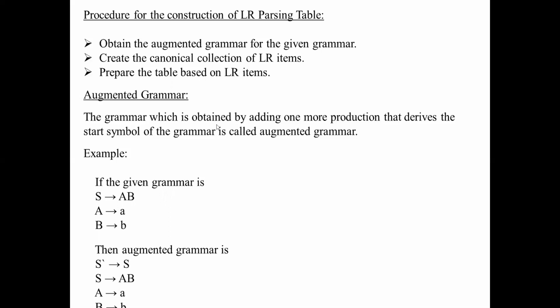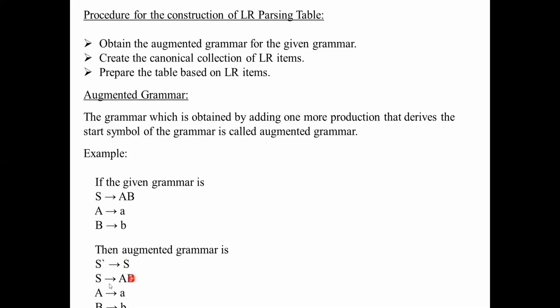What is the meaning of this statement? Simple, we can understand with the help of this example. If the given grammar is S tends to AB, A tends to small a, and B tends to small b, right? So in this part, how to augment this thing, right? Then augment grammar is we introduce a one new symbol that is called the S dash. So S dash tends to S, right?